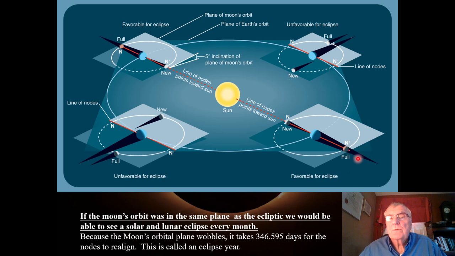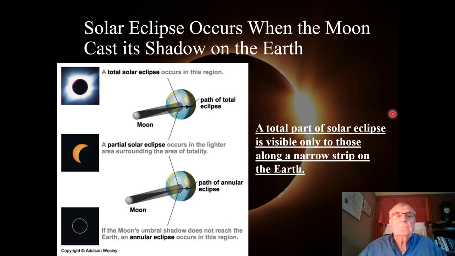Now, when the moon passes through the shadow of the Earth, that is a lunar eclipse. I'm not going to talk about those. So here's a solar eclipse, and totality is only visible along this very narrow strip. If you're along that narrow strip, you get to see a total solar eclipse. That's what's going to happen to us here on April 8th. If you're outside that line and in the penumbral part, you're going to see a partial eclipse.